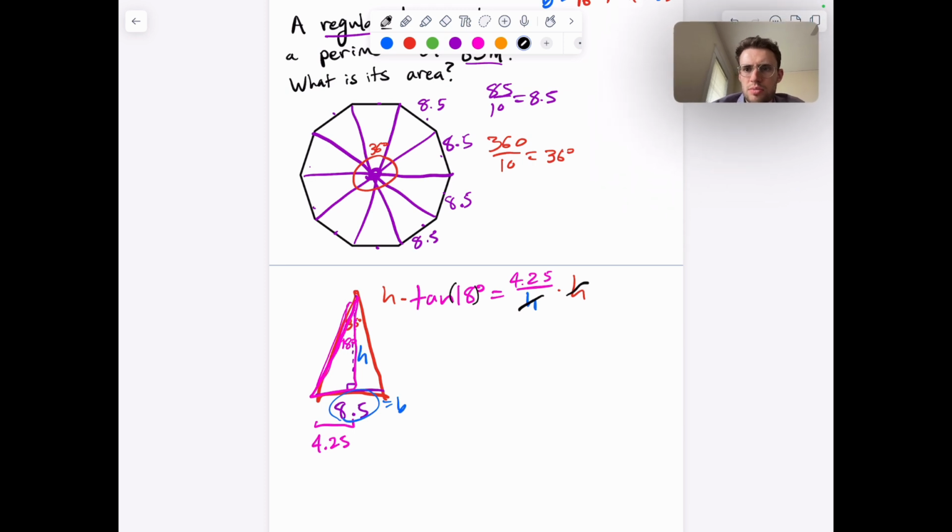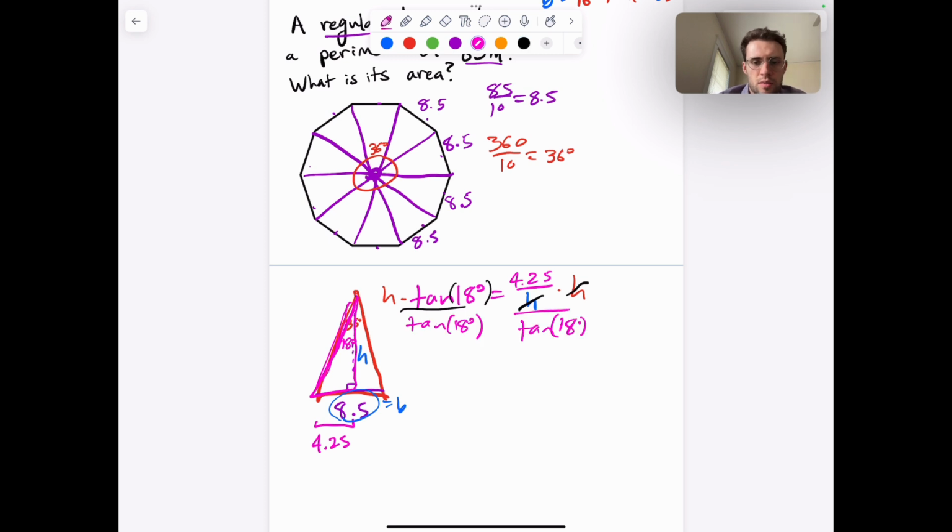The degree should be inside the parentheses. So divide both sides by tan of 18. Make sure you're in degree mode. The tangent of 18 degrees cancels out over here. That leaves you with the height is equal to 4.25 divided by the tangent of 18 degrees.